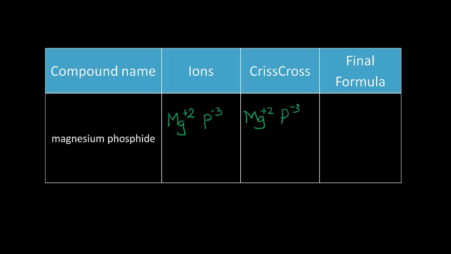Okay, now we're going to crisscross. This 3 goes down by the magnesium. And this 2 goes down by the phosphorus. So our final formula is Mg3P2.